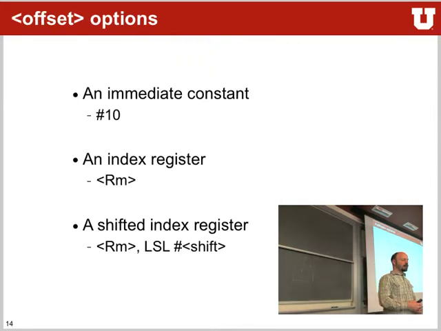A couple of possibilities for this offset. You can have an immediate constant. In this case, #10 is a decimal 10 constant. You can have an index register sometimes, depending on the encoding, where the offset is stored in a register itself. Or you can even have a shifted index register. So you have a register, but before it gets used, it will be left shifted or right shifted in one direction or the other.